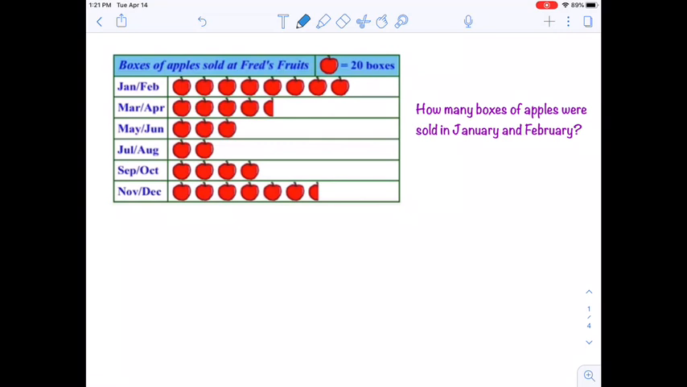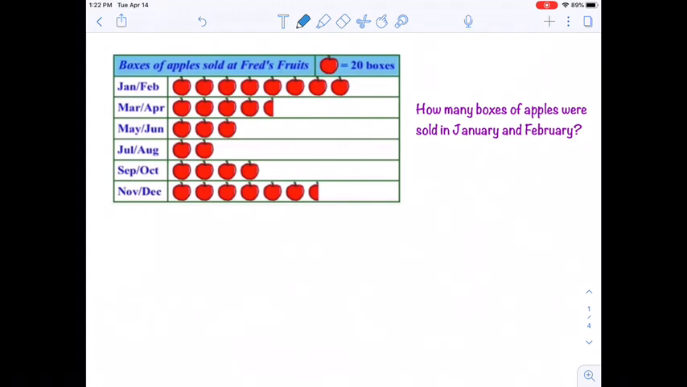And we can look down the left side and see that the first line is January and February. The second line is March and April, then May and June, etc. So this pictograph shows us a year's worth of sales of boxes of apples at Fred's Fruits. And our question asks us how many boxes of apples were sold in January and February. Now we can see again that the first line is January and February. They're already combined for us. We just have to count how many apples that would be.